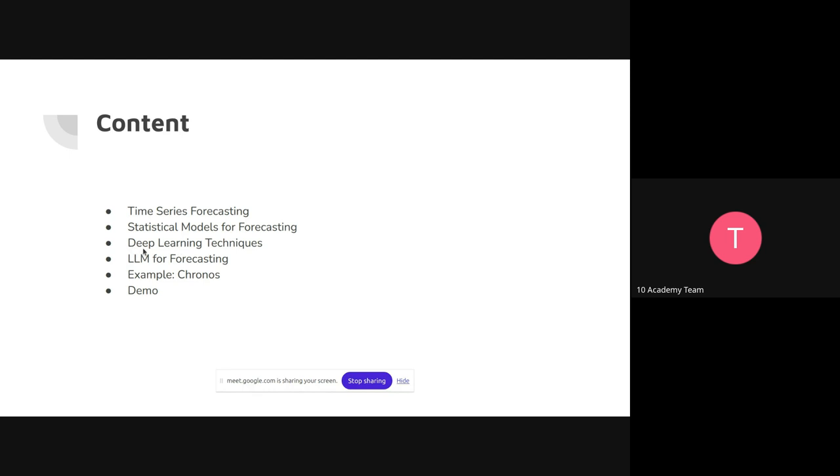And then we move to the next, which is deep learning techniques. All of this is just going to be a short overview of what it is, and then we will focus on LLMs for forecasting. This is the use of transformers for time series forecasting. We will focus on Chronos, and it's not really a demo, just showing an example use of Chronos, not something very involved, just a simple thing.